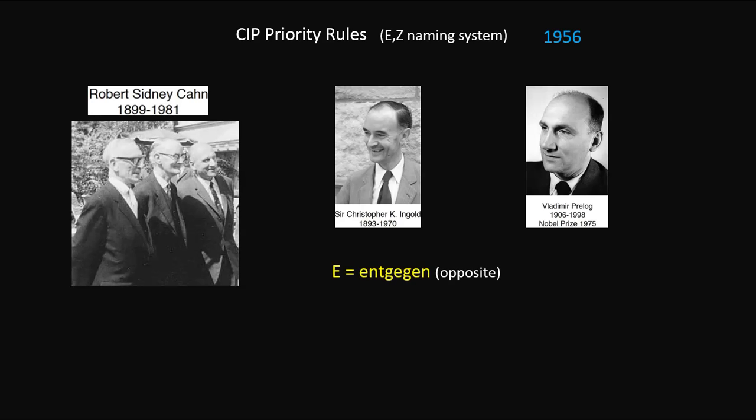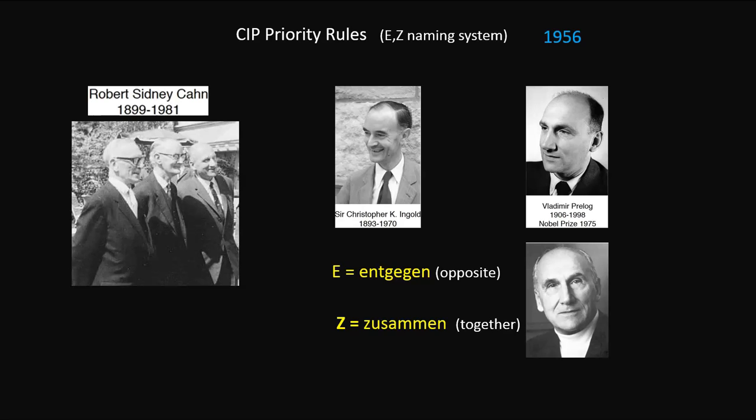The origin of E is from the German word entgegen, which means opposite each other. The Z is from the German word zusammen, which means together, in this case, together on the same side. You might wonder why German was used when none of the 3 were German. Prelog was gifted in the languages, knowing Croatian, Czech, English, and German. He was working in Switzerland at this time, where German was his language. Prelog was a charismatic person and highly respected by his colleagues, so I will speculate that this is why German was used.